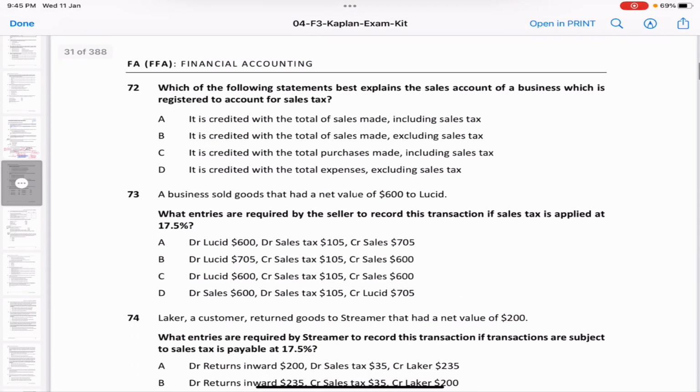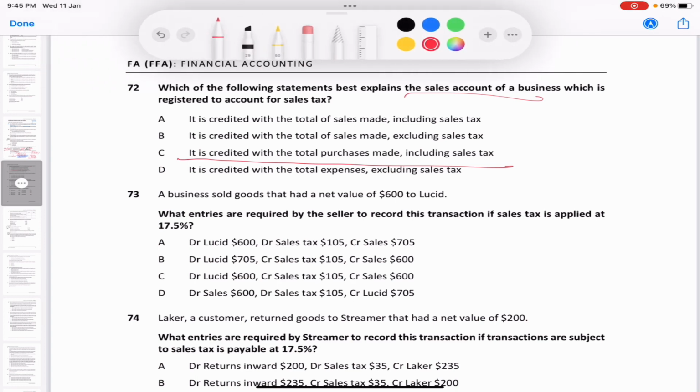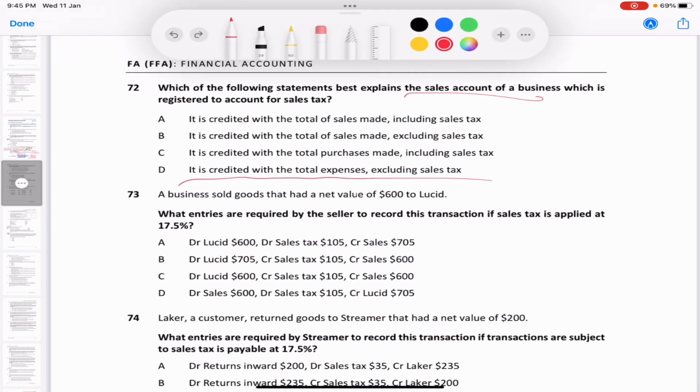Okay. 72. Which of the following statements best explains the sales account of a business which is registered to account for sales tax? Okay. It is credited with the total sales including sales tax. It is credited with total sales excluding sales tax. It is credited with total purchases including sales tax. It is credited with the total expenses including sales tax.